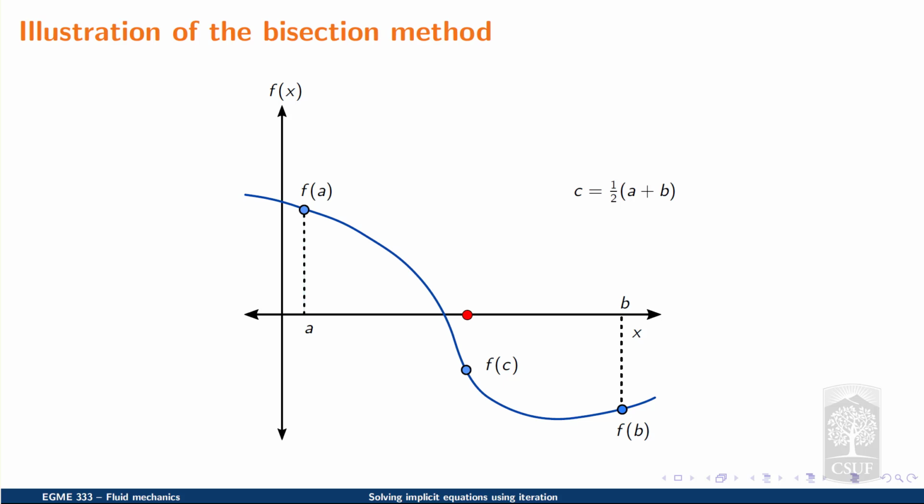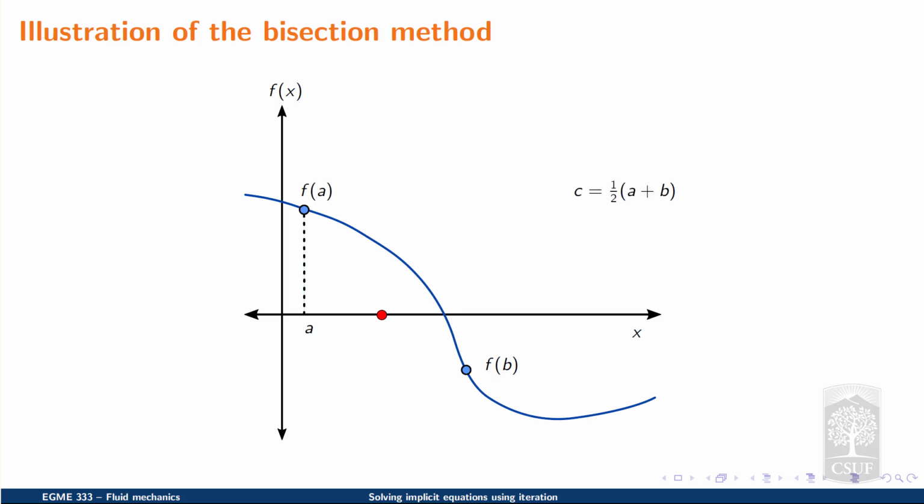Note that in this situation, f of c is not a root, so we can determine the value of the product f of a times f of c. In this case, since f of c is a negative quantity, the product f of a times f of c is also negative, so we would have to update b to equal c in this fashion.